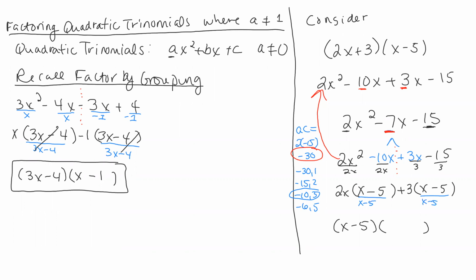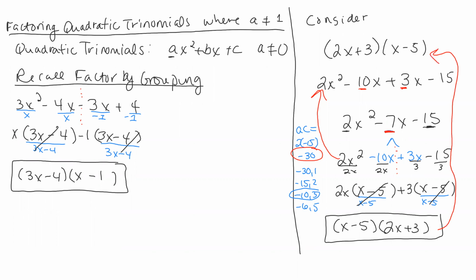And when I do that, the x minus 5's on the left cancel, leaving me with a 2x. The x minus 5's on the right cancel, leaving me with a plus 3. And what did I get here? Well, I got exactly what I had to begin with.